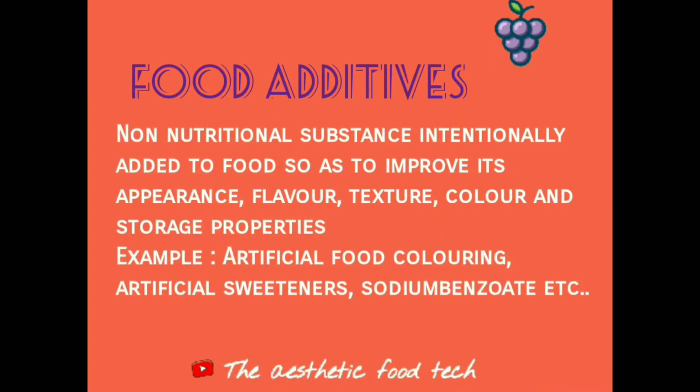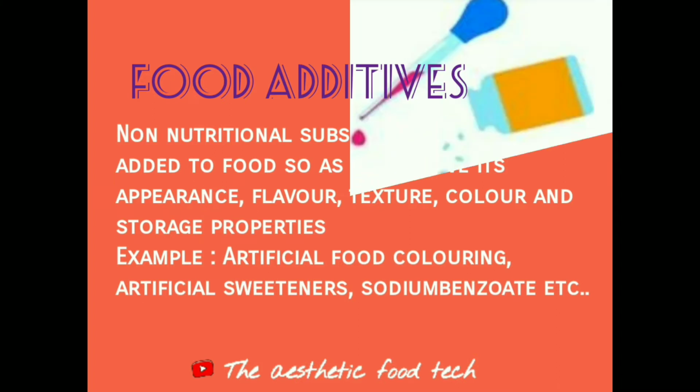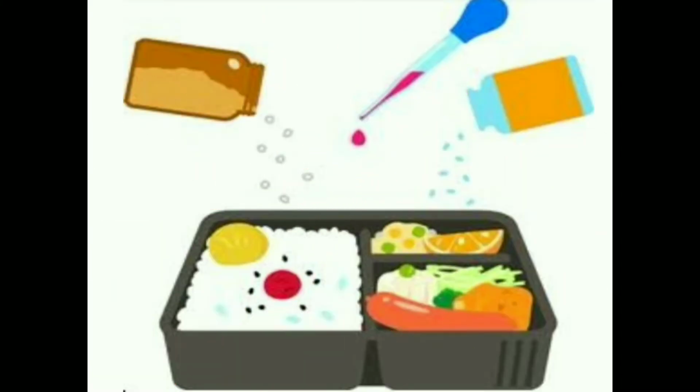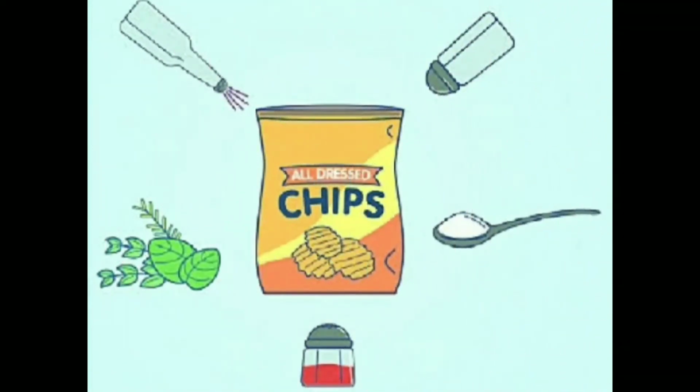What are food additives? These are non-nutritional substances that are added to food in small quantities so as to improve the appearance, color, flavor, texture, and storage properties of a food item. The common examples for food additives include artificial coloring agents, artificial sweeteners, storage improvers, etc.